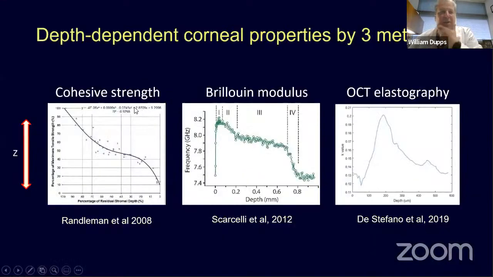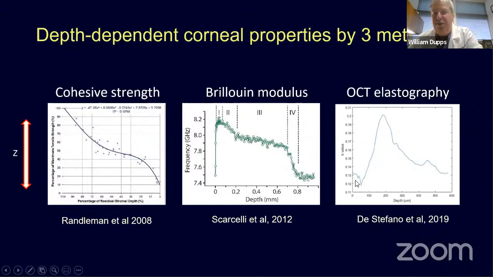Just to step back a bit and to bridge to the other talks that are coming, if we look at 3 different ways of measuring depth-dependent properties, and Dimitri will talk about some of this data probably, the cohesive tensile strength of the cornea from ex vivo studies has shown that early understanding of stronger in the anterior, weaker in the posterior. This is a bunch of different eye bank results plotted together. This is data from a Brillouin spectroscopy system that shows a very similar trend, stiffer in the anterior stroma, getting weaker as you go deeper.